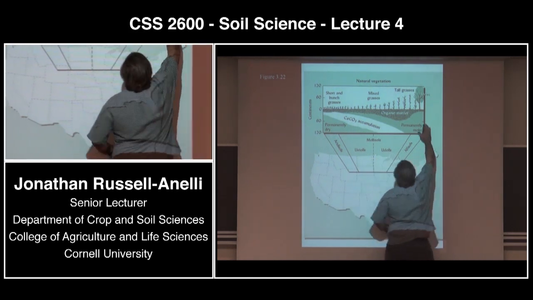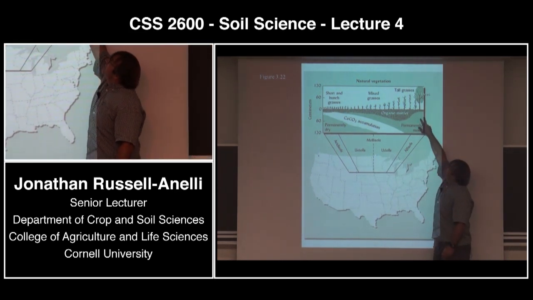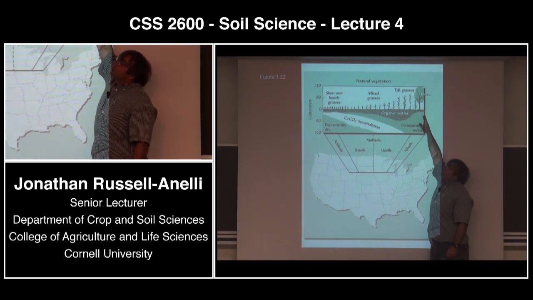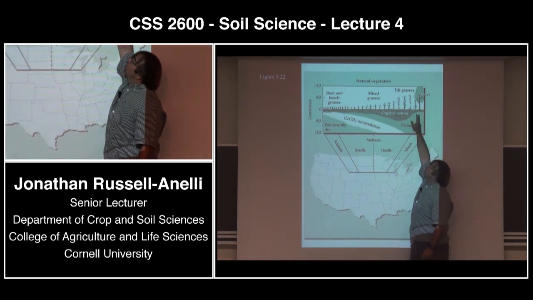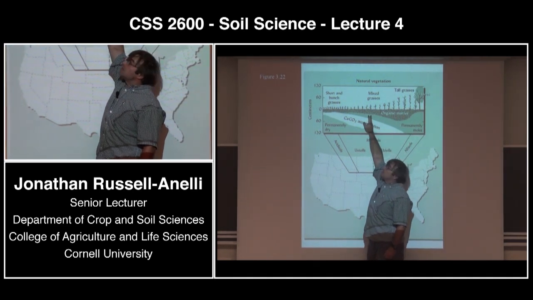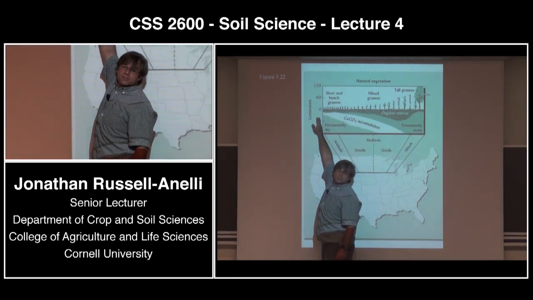Now, as we start over here in the Great Lakes, we have basically tree coverage. And as we move west, we move out of the trees and into the tall grass prairies, into the mixed short grass prairies, basically back into the deserts.